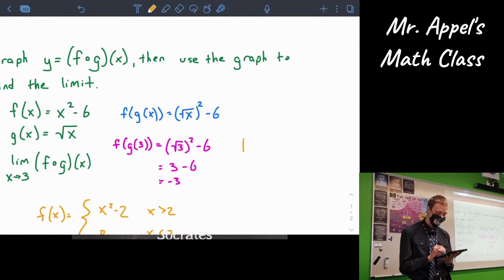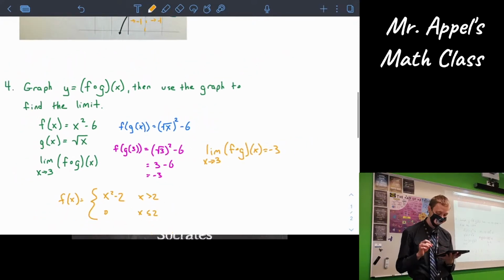All right, so we verified that yes, the limit as x approaches 3 of f of g of x is also negative 3.